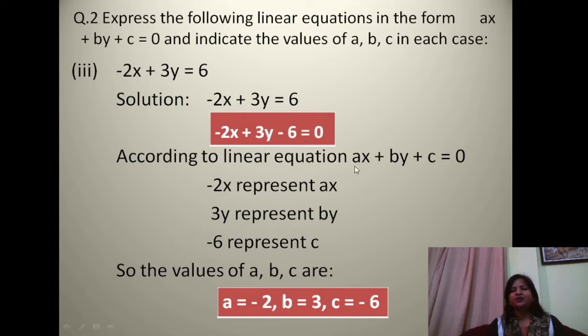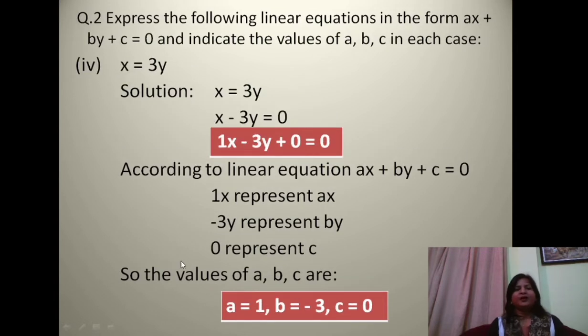According to the linear equation ax plus by plus c is equal to 0, now you can see minus 2x represents ax. That means a is equal to minus 2. Next, 3y represents by. That means b is equal to 3. Same, c is equal to minus 6. You can see here. So the final values of a, b, c are: a is equal to minus 2, b is equal to 3 and c is equal to minus 6.